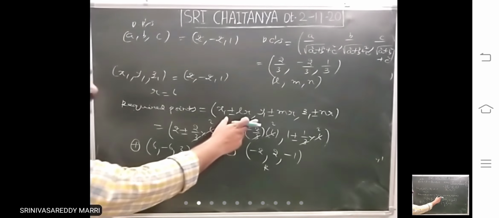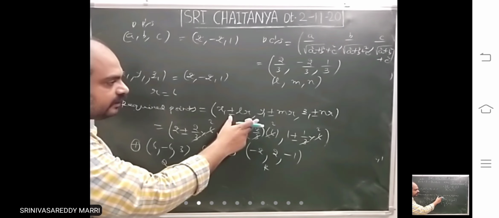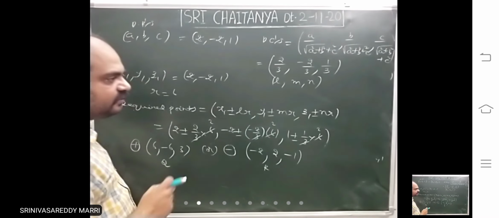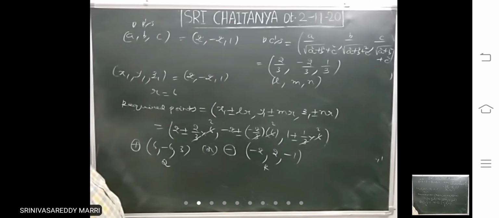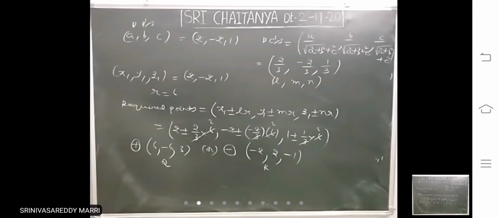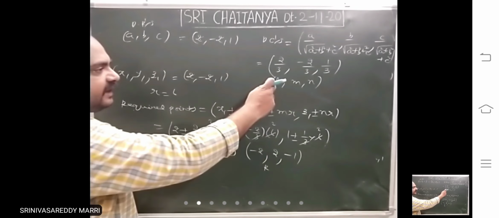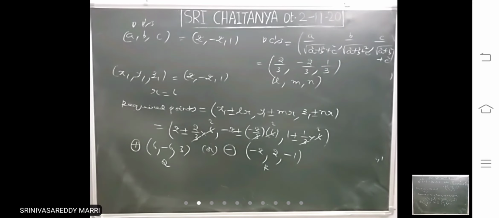Right? This formula is used when there is one point on the line, and from that point you want to calculate the points which are at a distance of R units from that point. For that you need the DCs of that line. Directly you can apply the formula. Previously I told the procedure, now this is the formula.